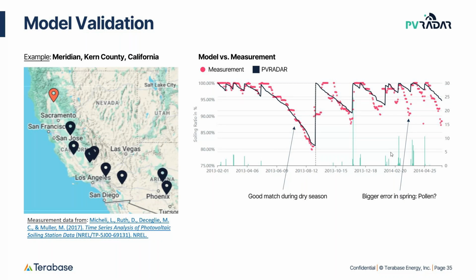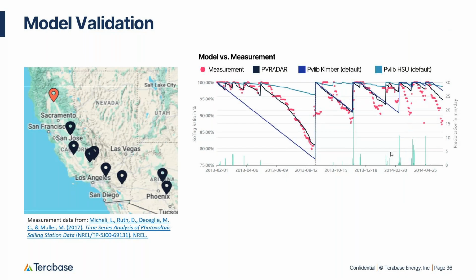Nonetheless, just to show you how good this fit actually is, I would also like to compare it to the results of popular models in the PVLib library that are probably familiar to most of you. I'm speaking, of course, of the Kimber and HSU models. In this plot, I have added these models for the same location using their default parameters that are provided in the library and in the papers that come with it. So it might be the best guess if you were to use them.